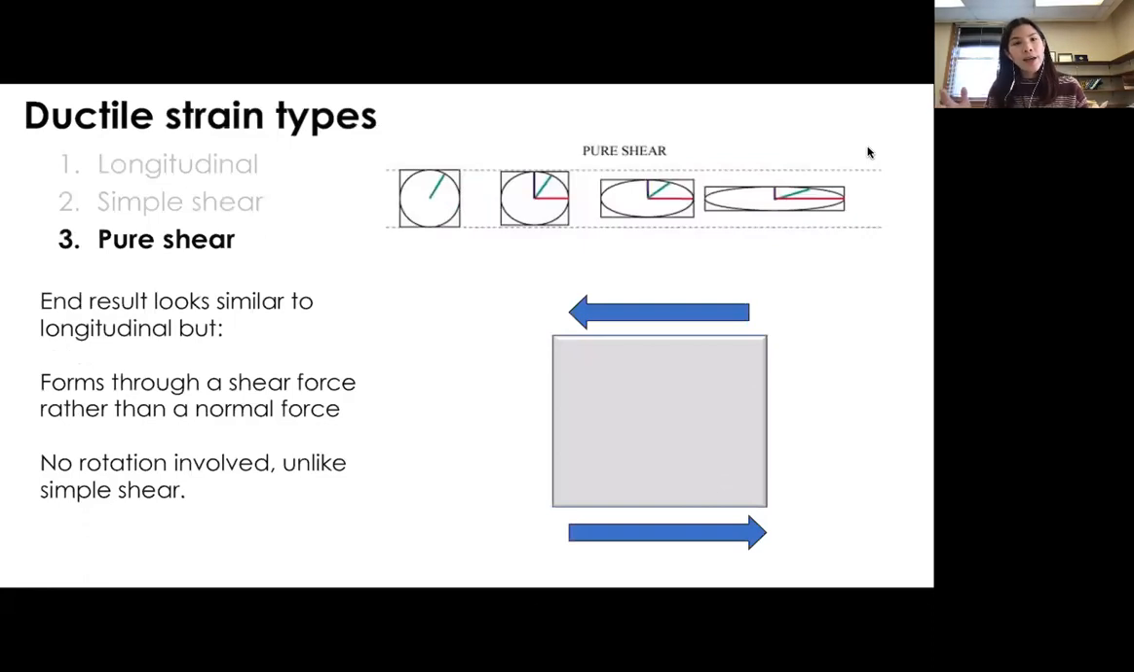All right, the last type of these shears is pure shear. The setup for this looks very similar to simple shear, and the end result looks very similar to longitudinal shear. This is a case where we have shear stresses, and rather than involving rotation, it involves just pure shearing of that material. And so you end up with this elongate form where there hasn't really been any rotation.